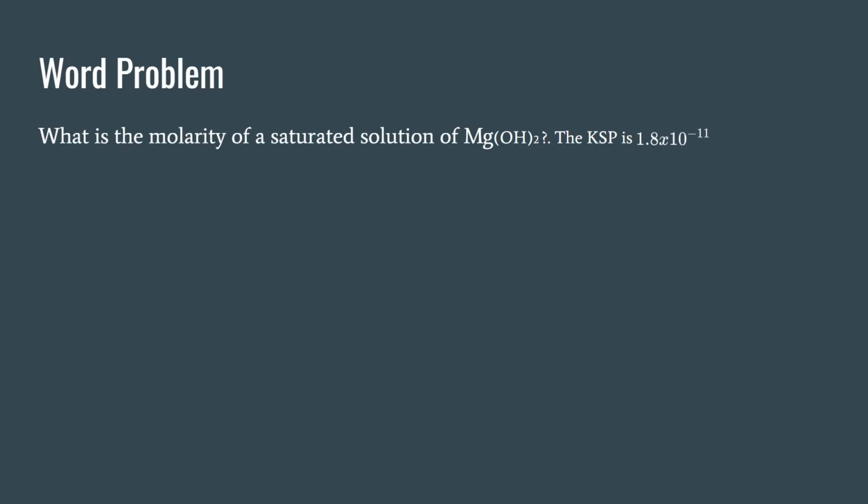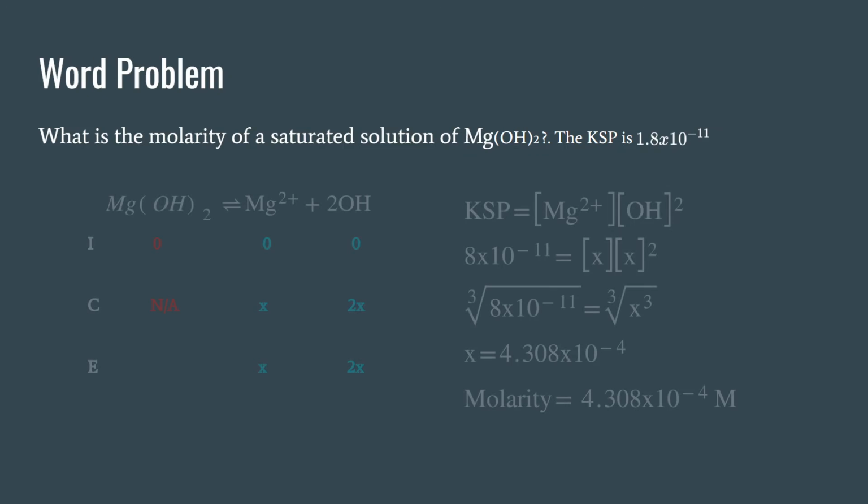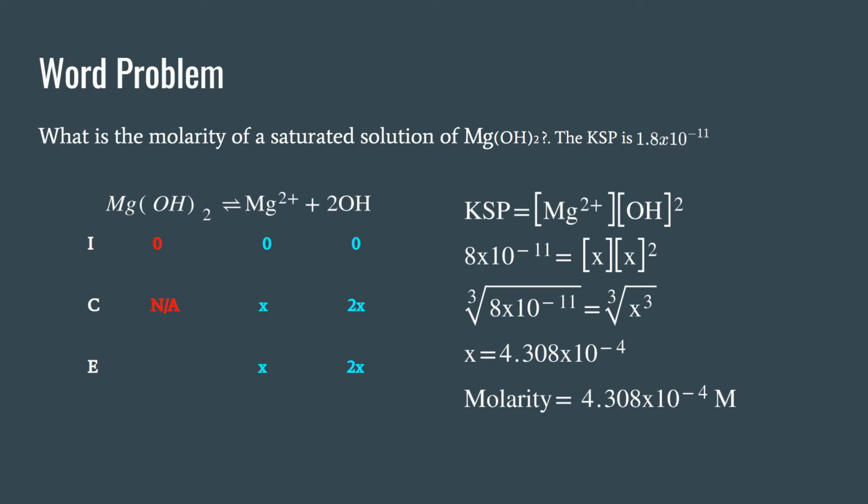Second word problem. What is the molarity of a saturated solution of MgOH2? The KSP is 1.8 times 10 to the negative 11. Molarity means concentration. So you're finding concentration when you're given KSP. Pause the video and try to answer it now. Okay, so what you do, like always, write the net ionic equation. You wrote it down, then you do the ice table for this one.